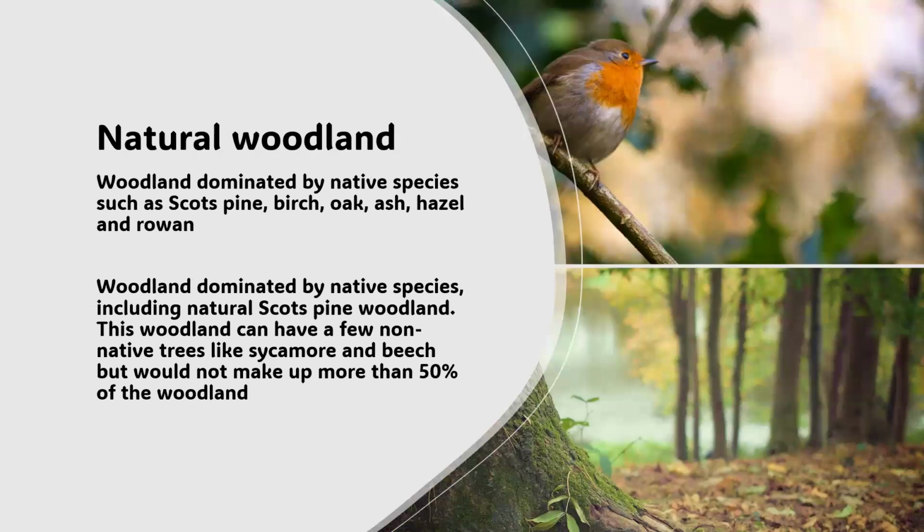Natural woodland. So woodlands that are generally dominated by native species. So it's identifying Scots pine in here, along with birch, oak, ash, hazel, and rowan. So we would expect to see fewer than 50% non-native species like your sycamore and your beech in these environments.